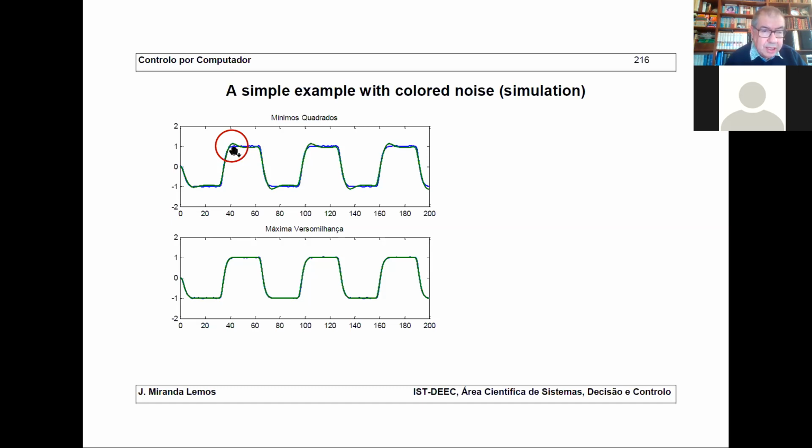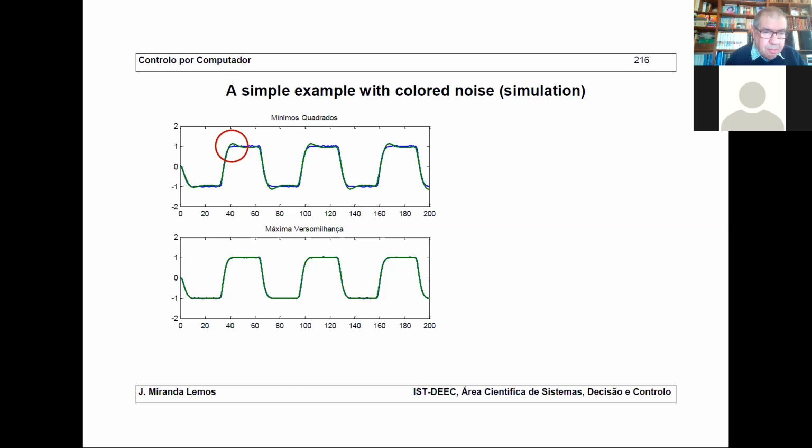In the true data obtained from the true plant, well, the true plant here is the simulation, but I take it as the true plant, there is no overshoot, but your estimates give you a model with some overshoot. Now, if instead of least squares you use maximum likelihood, this overshoot disappears. So the overshoot was due to an error in the parameter estimation.